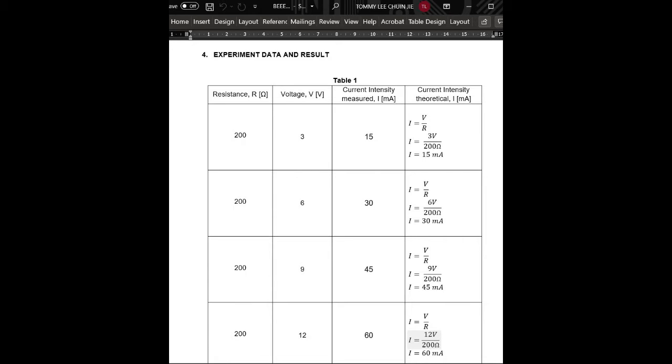When we triple it, which is 9 volts, we get 45 milliampere. And when we quadruple it, which is times 4, we get 12 volts and 60 milliampere. So as the voltage increases, the current intensity will be directly proportional as well.